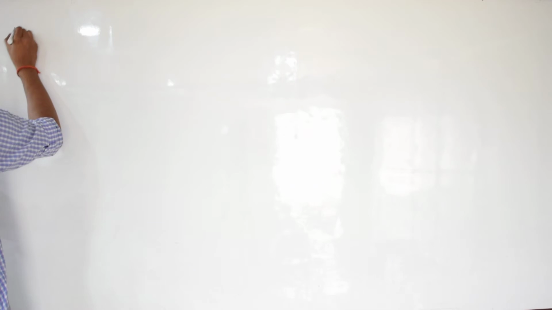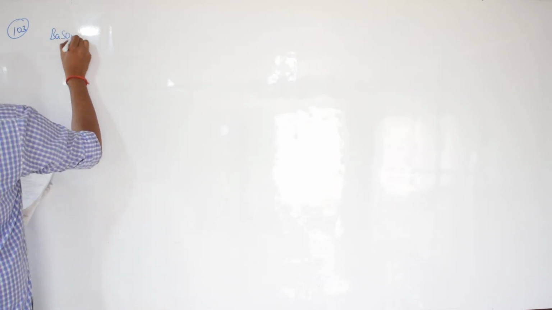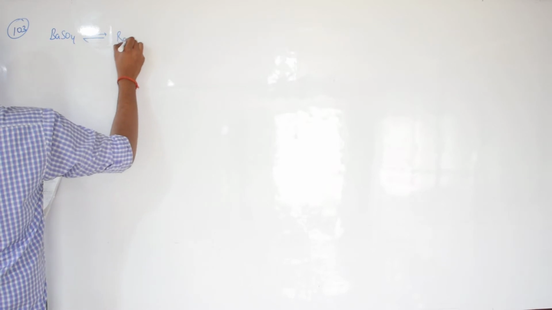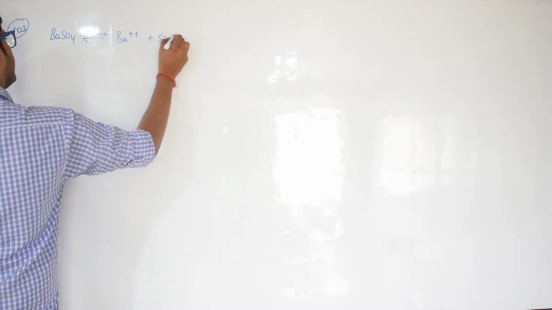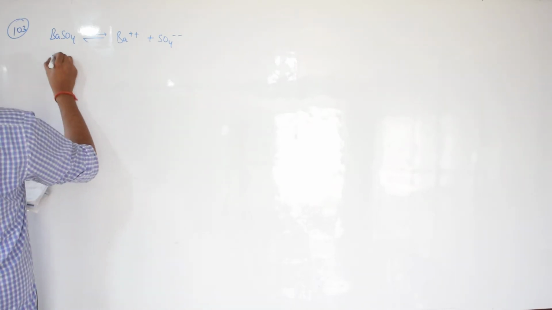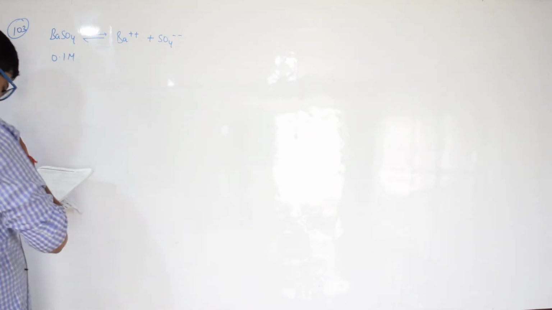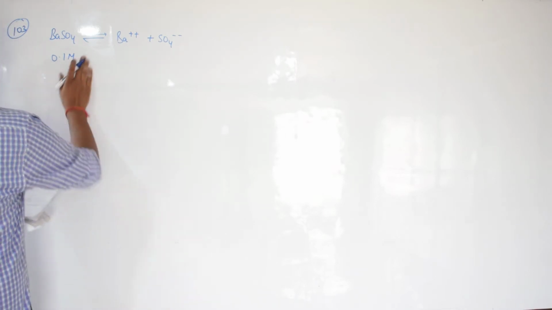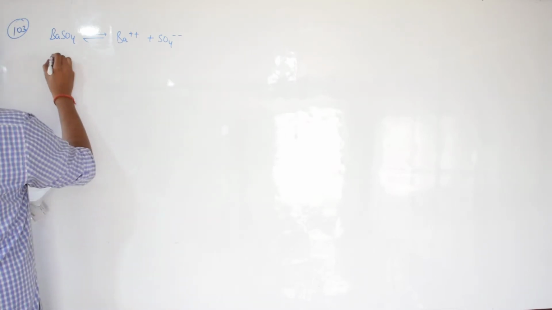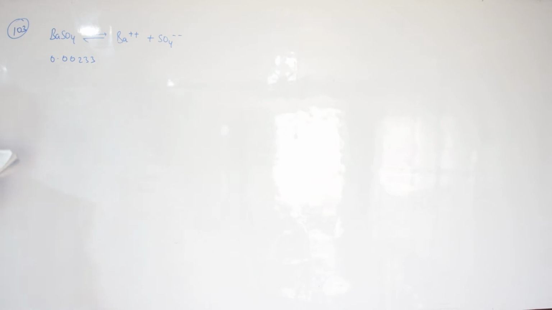Question number 103. The solubility of barium sulfate in water is given. Barium sulfate can be dissociated into barium ion and sulfate ion. It can be dissociated into two. The solubility is given as 0.00233 grams per liter at 30 degrees Celsius, and we have to tell it at 0.1 molar ammonium sulfate.